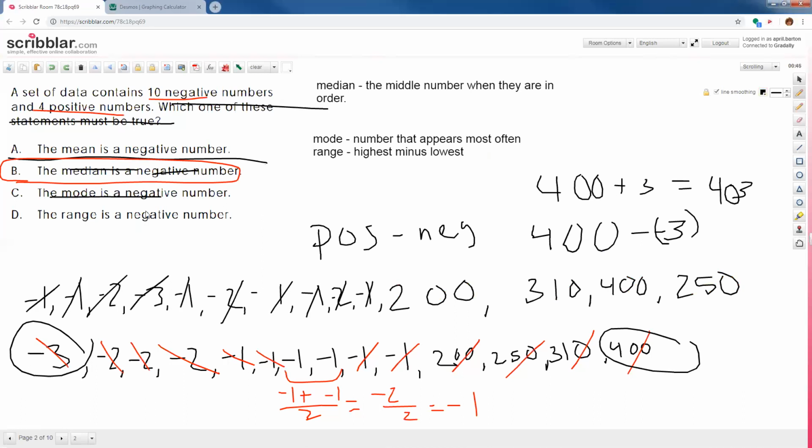So C and D also don't work because they could be positive. We can find one example where they're positive instead of negative. They don't work.